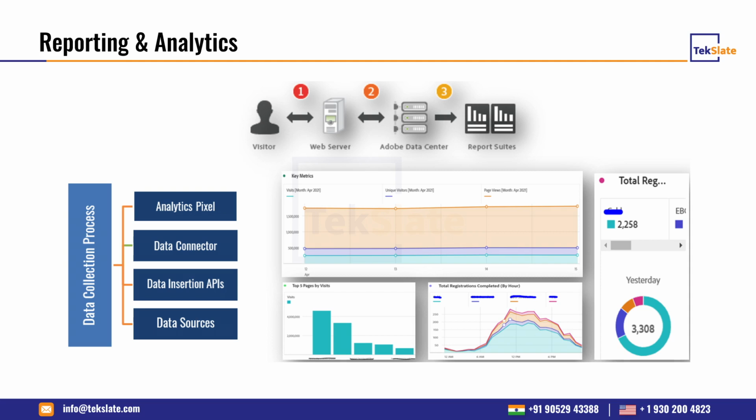Right, and in the middle that you can see is the reporting chunk, three reports which I have pasted in here. On the first one on top, you can see the key metric report. By key metrics, Adobe refers to three metrics: visit, unique visitor, and page views. Visit is all the new sessions that are happening on the site or the portal.